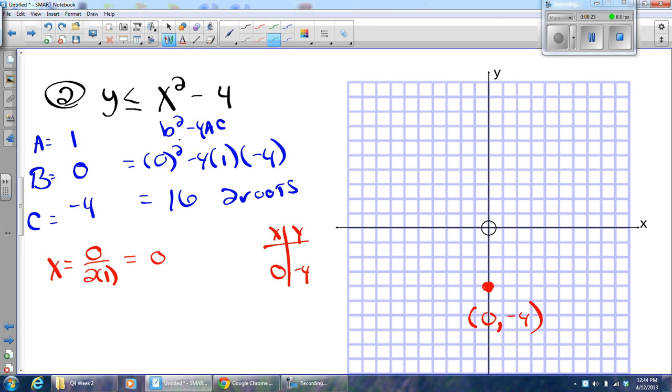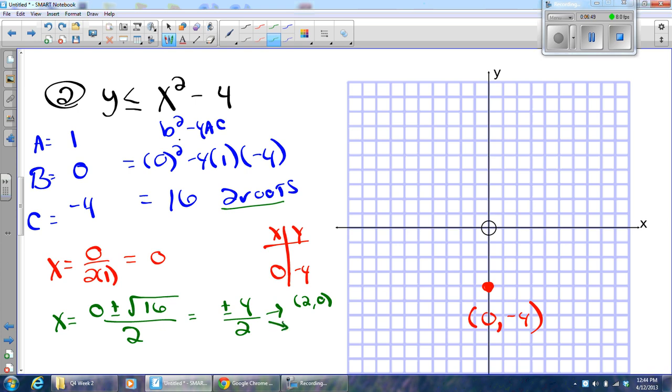Now I'm going to go find my roots. There are 2 of them, so I'm going to use the quadratic formula. X is going to equal the negative of b plus or minus the square root of 16, divided by 2, right? Which is going to get me plus or minus 4 divided by 2. And that will get me the root (2, 0) and the root (-2, 0). So (2, 0), and (-2, 0).